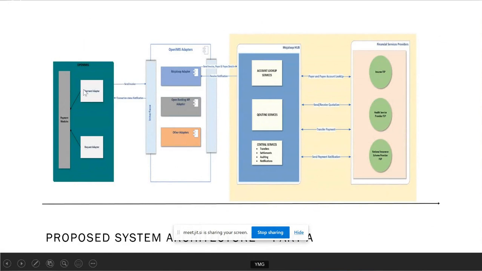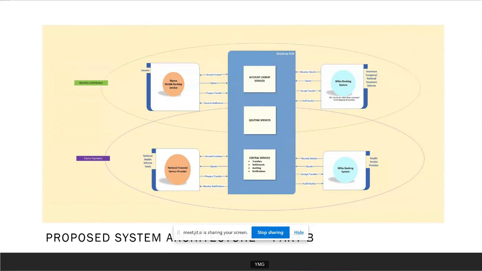So the openIMIS application will send invoices through our openIMIS adapters, and the MojaLoop hub will do its work and route the payment instructions to the person that is supposed to pay, the payer, and then when this instruction is given, the payee will receive the amount that they are supposed to receive. So this is one scenario.